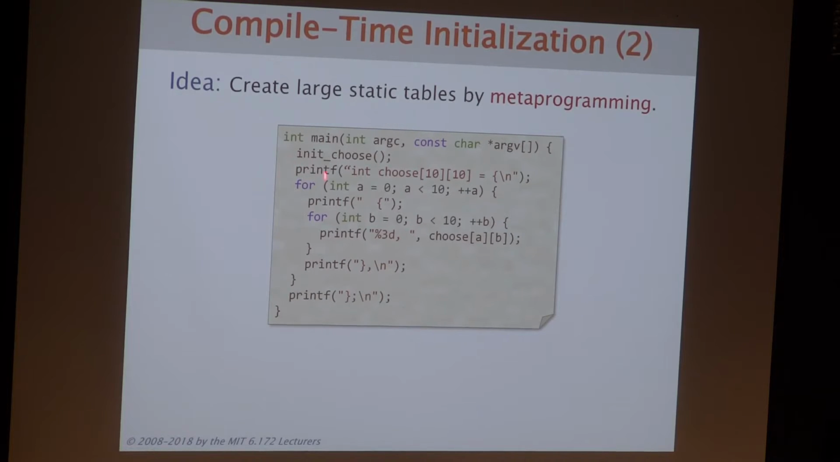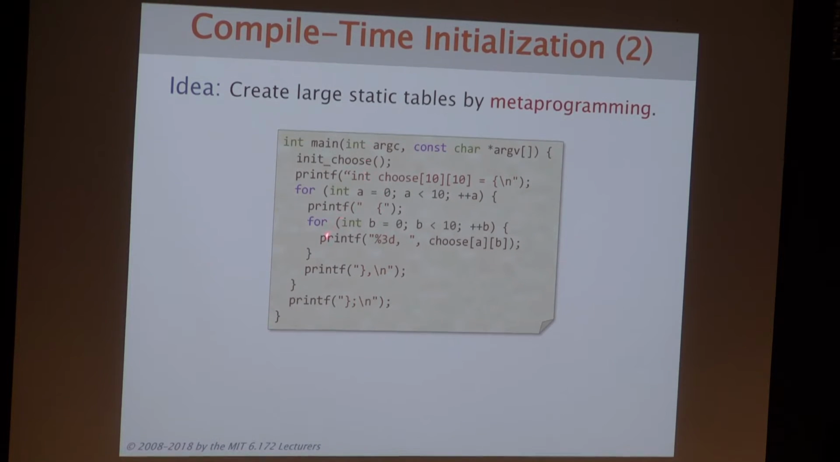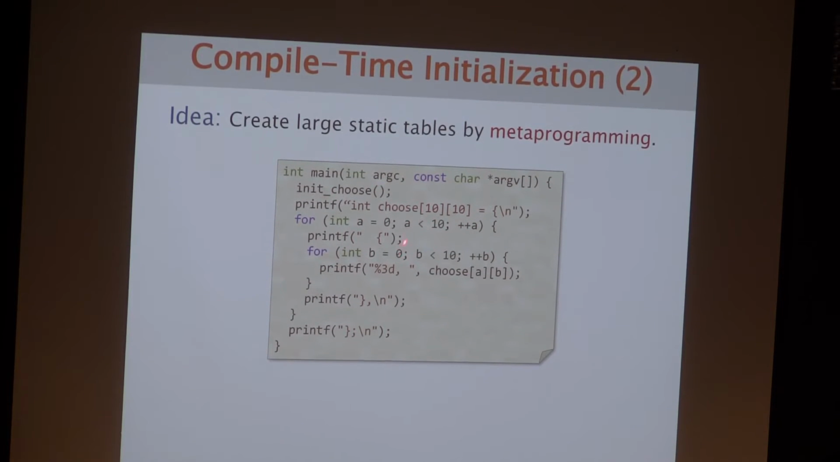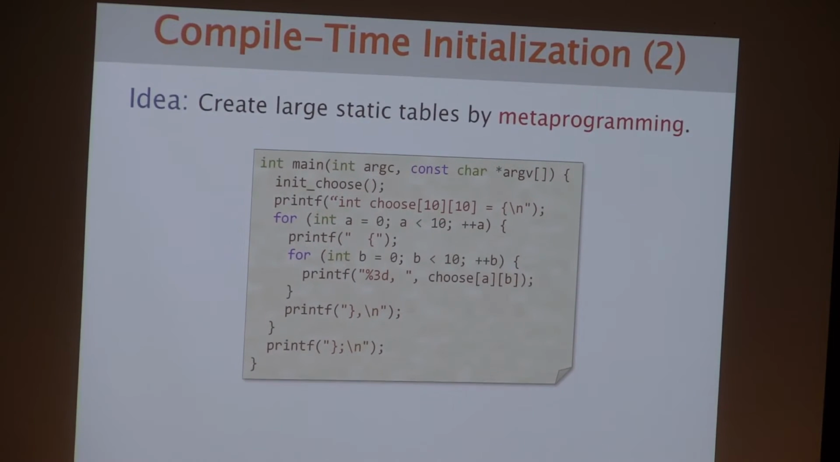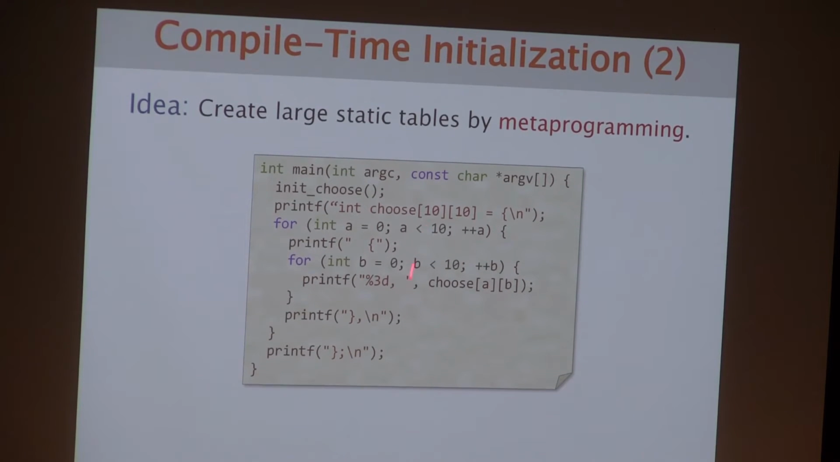Here's a snippet of code that will generate this table for you. It's going to call this init_choose function that we defined before, and then it's just going to print out C code. It's going to print out the declaration of this array choose, followed by a left bracket, and then for each row of the table, we print another left bracket, and then print the value of each entry in that row, followed by a right bracket, and we do that for every row. This will give you the C code, and then you can just copy and paste this and place it into your source code.